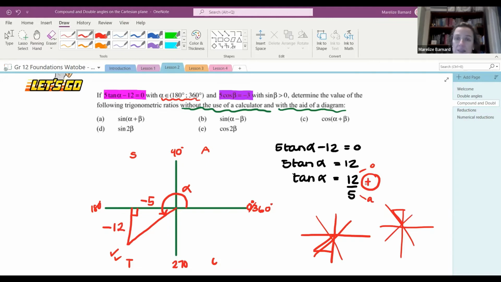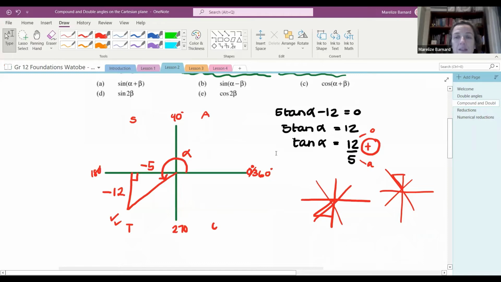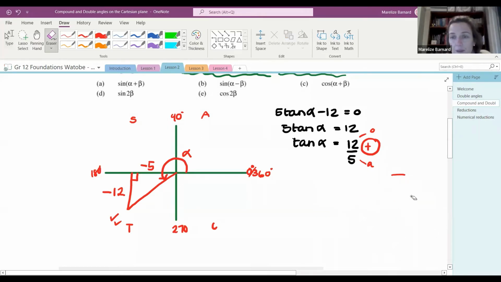Now we're going to do beta. And I'm going to do beta a bit faster. No, Lehako, we can't draw in the first quadrant because we have to adhere to this here. It says that alpha has to be between 180 and 360. First quadrant is 360 to 90. So you have to draw in the third quadrant. Okay, so I'm going to speed it up a bit for the next part.